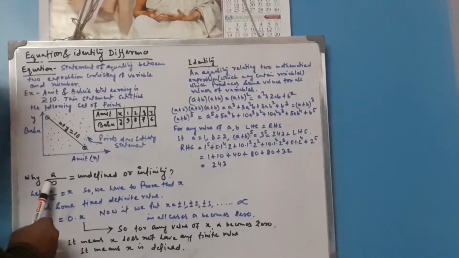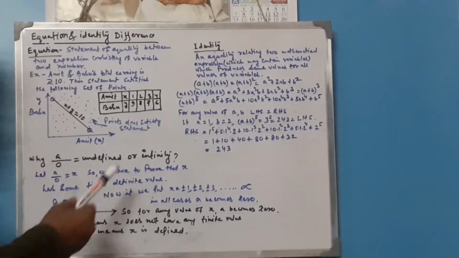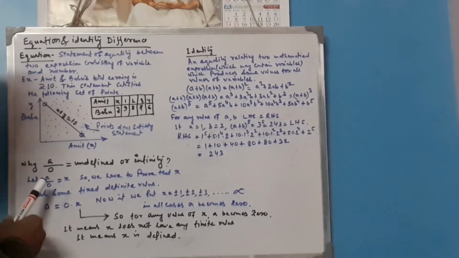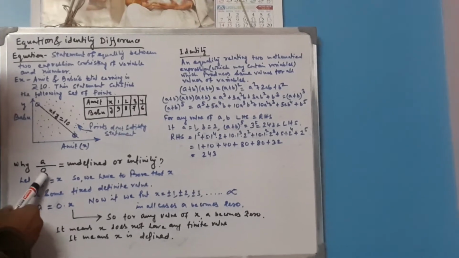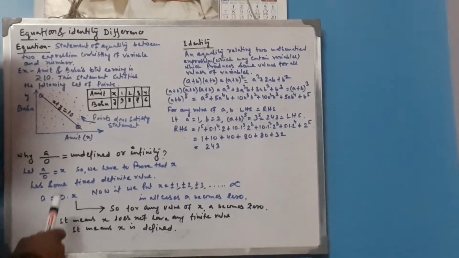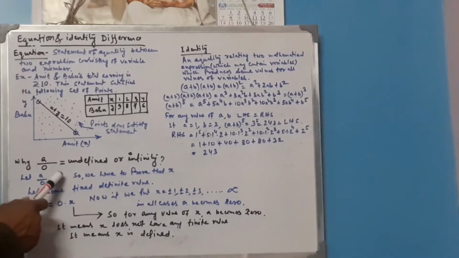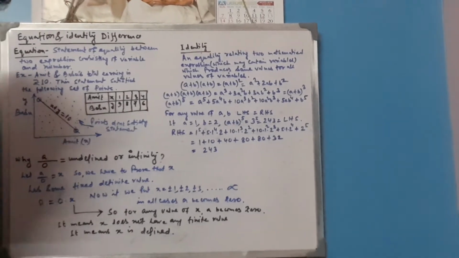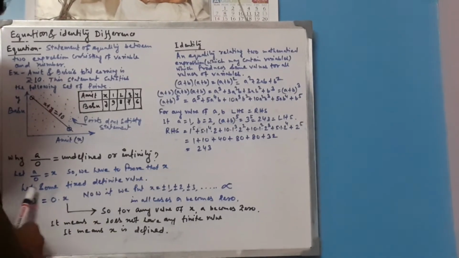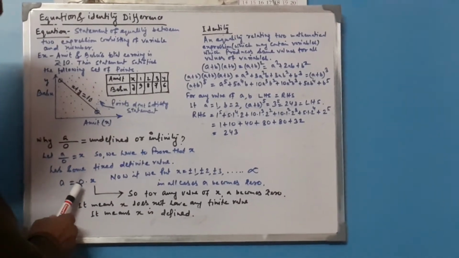When we divide something by 0, the result becomes undefined, or infinity. Why? Suppose logically the numerator is a and the denominator is 0, and by argument we are forcefully trying to decide this value is x, then a by 0 equals x. So we have to prove that x has some fixed definite value. Now a equals definitely 0 into x.